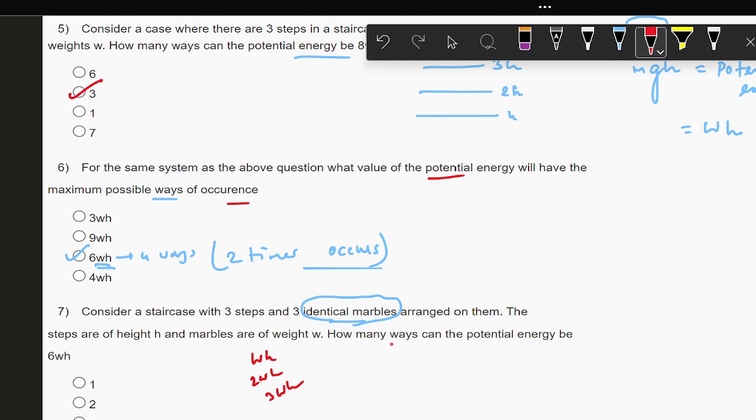Only the final permutation combination that we had to do for different people, by naming them as A, B and C, that part will be eliminated, that part will not be needed, but until that part everything will be the same. So the question is simply asked: how many ways can the potential energy be 6WH? So I think you know the answer by now.